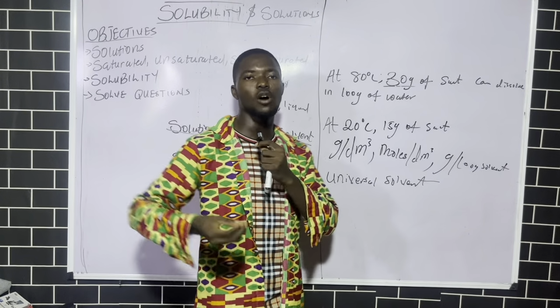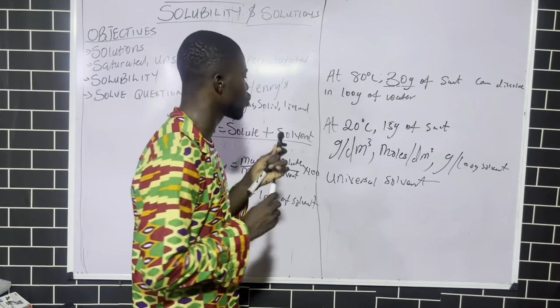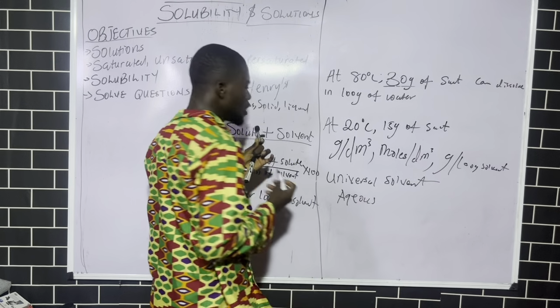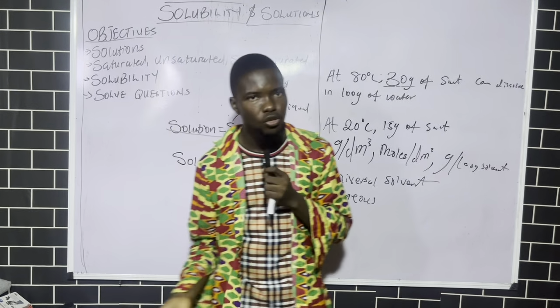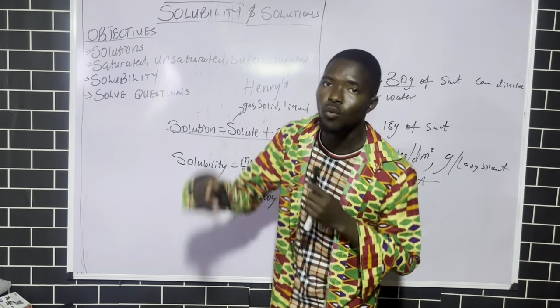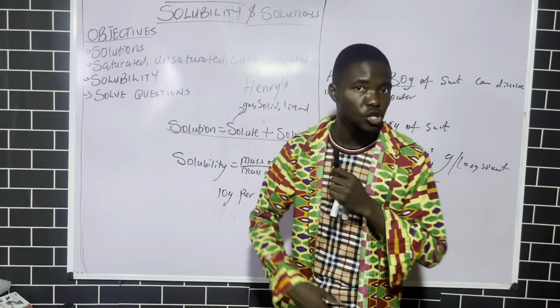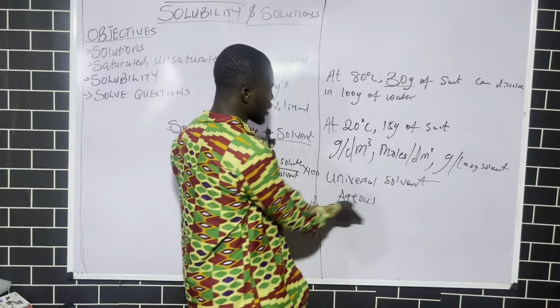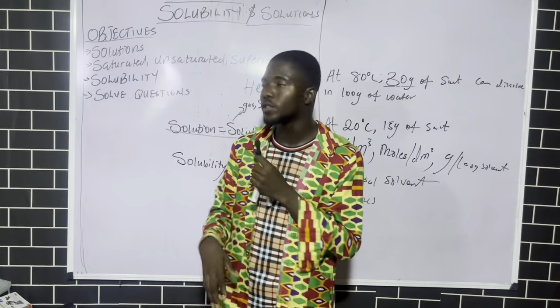Any solid that is dissolved in water is called an aqueous solution. Don't forget, these are potential questions. When you see something that says aqueous solution of sodium hydroxide, it means sodium hydroxide dissolved in water. Aqueous solution of NaCl, that's sodium chloride, means that sodium chloride is dissolved in water. Anytime you hear the word aqueous like this, it means that substance was dissolved in water.